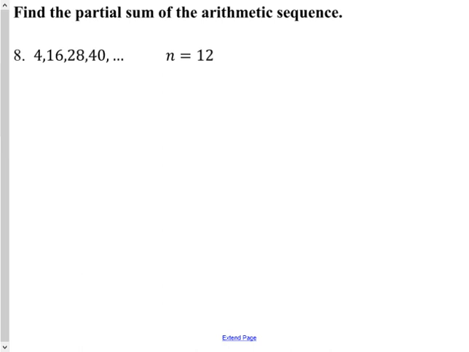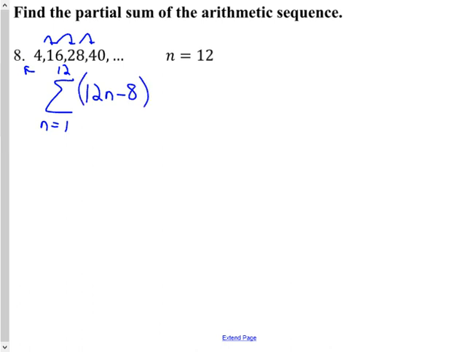So we've got 4, 16, 28, 40, and it wants us to find the sum of the first 12 terms. Right now in summation notation, this looks like we got 12. We've got the first term using our pattern. I can see a plus 12 going on. So my minus 12 gives me 12n minus 8 is my pattern.